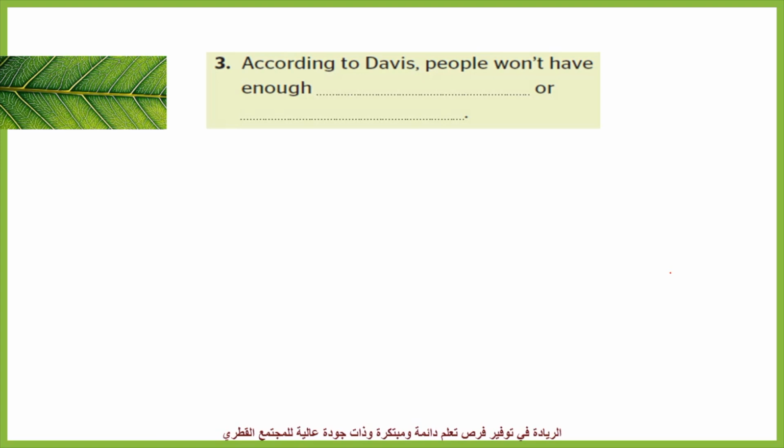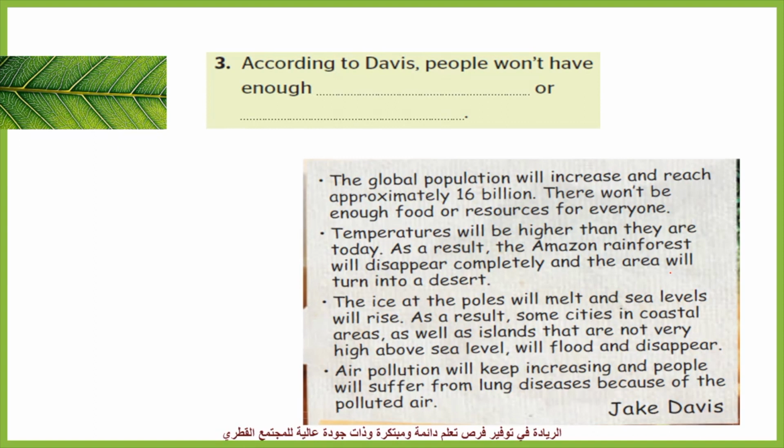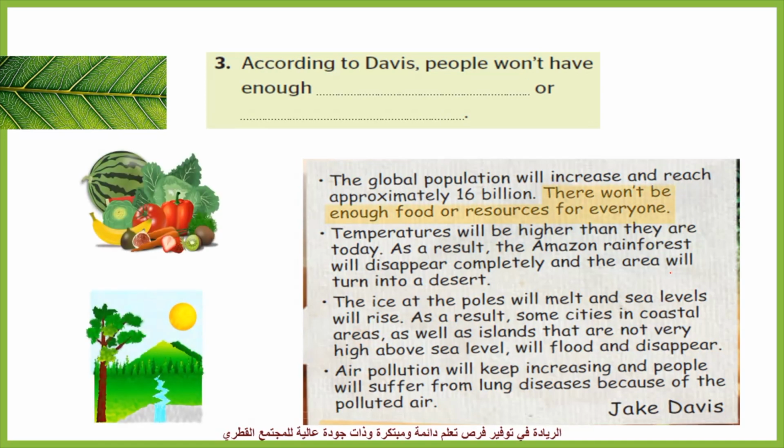Number 3, according to Davis, people won't have enough blank or blank. So what won't people have enough of? Let's take a look at Davis's section in the passage. Take a look at the first paragraph. It says, there won't be enough food or resources for everyone. By resources, we mean things like water and electricity and so on. So here the answer will be people won't have enough food or resources.